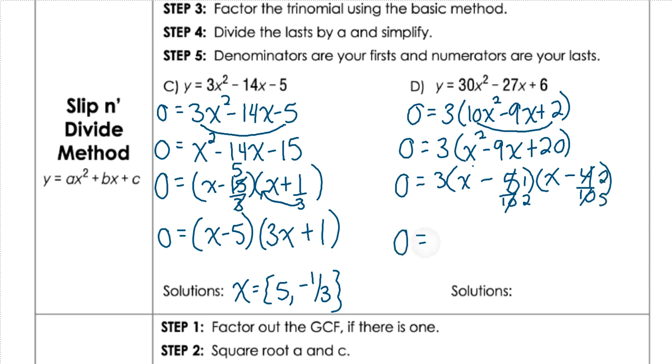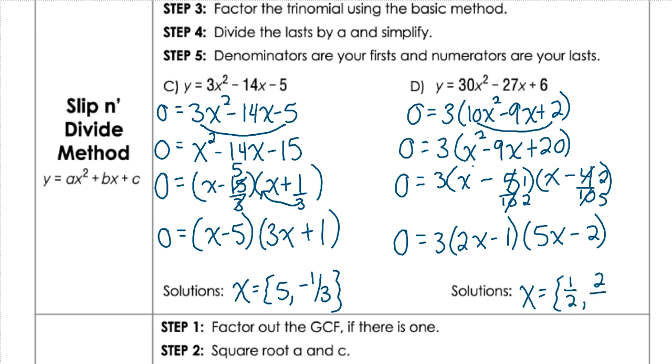So when I write my final factored form, remember the denominator becomes my first coefficient, and the numerator is my second. And then same thing here, the 5 becomes my coefficient in the first part, and the 2 is my last term. All right, so my solutions here are going to be 1/2 and 2/5.